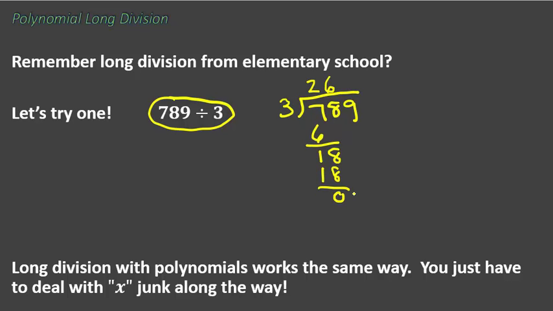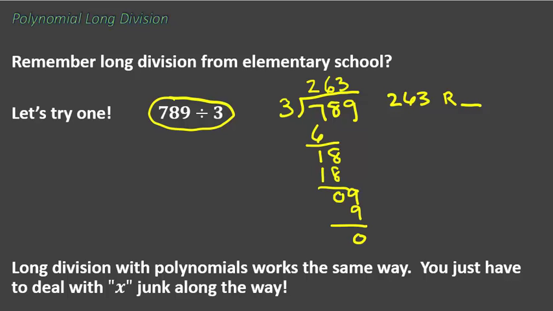And I'll bring down that last digit, which is 9. 3 goes into 9 3 times. And that's 9, and my remainder is 0. So my answer is 263. If there was a remainder, I would put remainder, whatever that would be. Well, long division with polynomials works just like long division from elementary school.